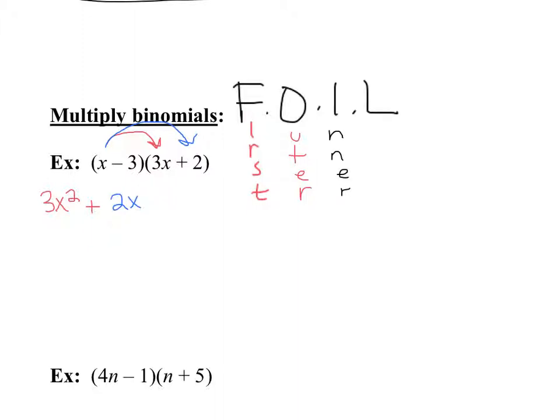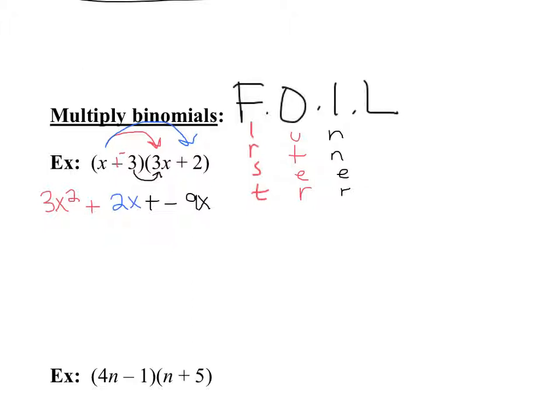But what you want to be really careful with is your negative signs. So before I go any further, I'm actually going to change that to a plus negative, because then I can just always bring down a plus sign. I don't have to worry about it. And now I'm multiplying a negative 3 by 3x, because those are my innermost pieces. So that would be negative 9x.